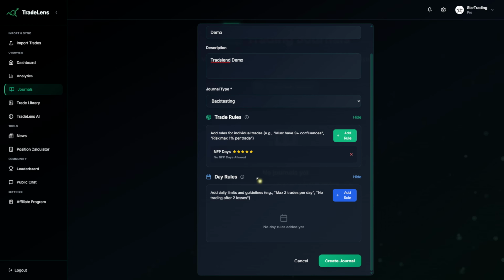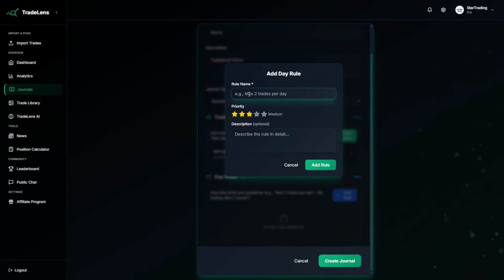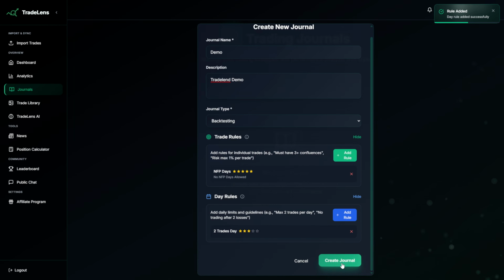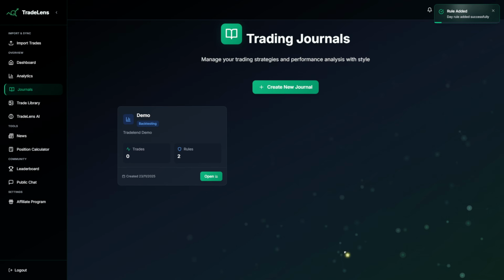Now, if you press on a day rules button, you can also select, let's just say 2 trades max per day. Because a lot of us traders, we like to overtrade, and this is significantly going to decrease your trade frequency, but increase your profits overall. Now for me personally, this is more of a flexible rule, because if the setup shows up, I like to take it, so this is more of a medium priority for me. And with that, you're going to create your first journal in TradeLens.